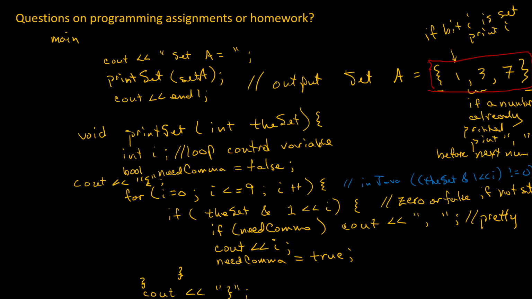You need to declare the variable up at the top so that you can check it. You have to have a way of telling, did I print something yet or not? That's what the need comma tells you. Need comma tells me, do I need to print a comma and a space before I print out the element of the set? So I need another if statement for this? To control when the comma space is printed, yes.